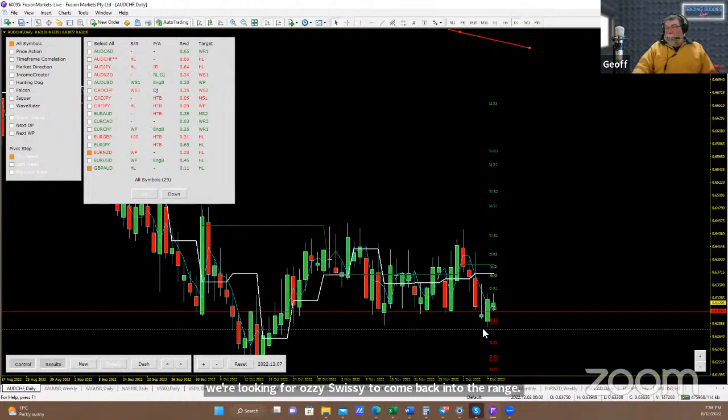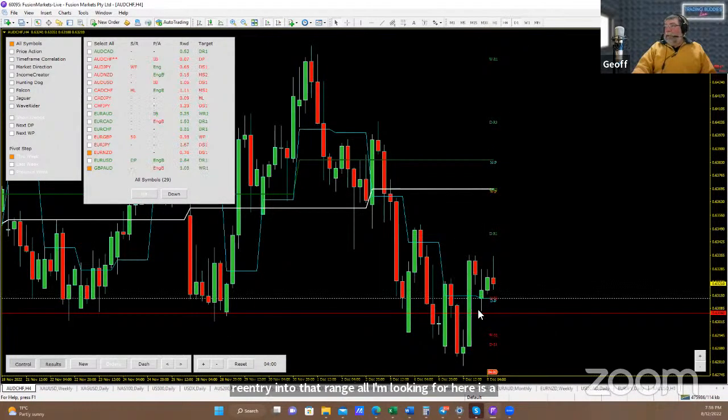You can see how it bottomed. That's the bottom of the range there. If you can't see the range, it's pretty clear. There's a box range in here, and it has now put in a re-entry into that range. All I'm looking for here is a higher low. And it may have turned up there, but it's a maybe, because look at that candle. It's a shocker. You can't trade that candle, in my humble opinion. So I'm waiting for something a little bit more definitive than that.